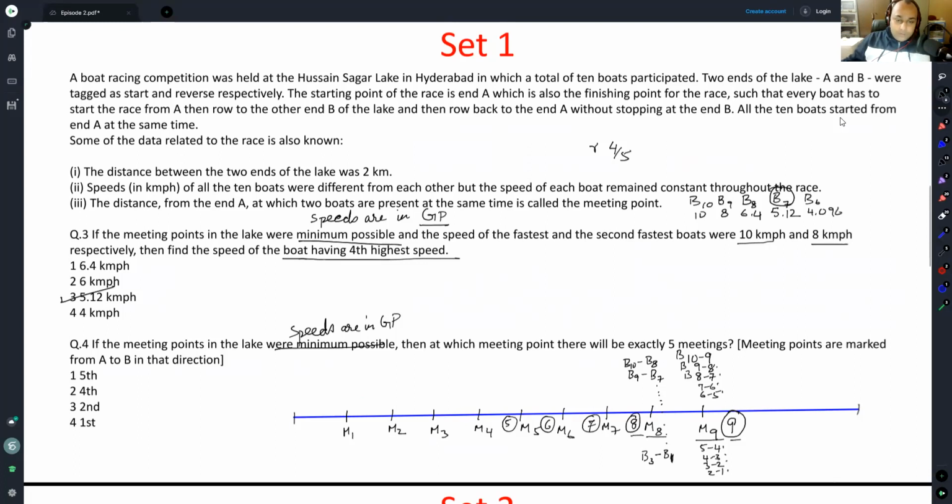Which 5 meetings, if you ask, it is going to be boat 10, boat 5, boat 9, boat 4, boat 8, boat 3, boat 7, boat 2, and boat 6, boat 1. At meeting point 5, these are the 5 pairs that will be meeting, and therefore the answer to the question would be option 1, 5th. Let's go.